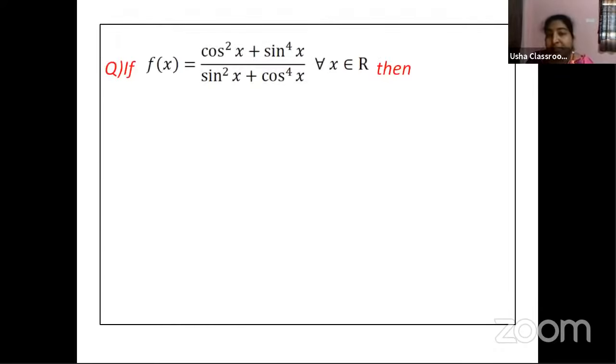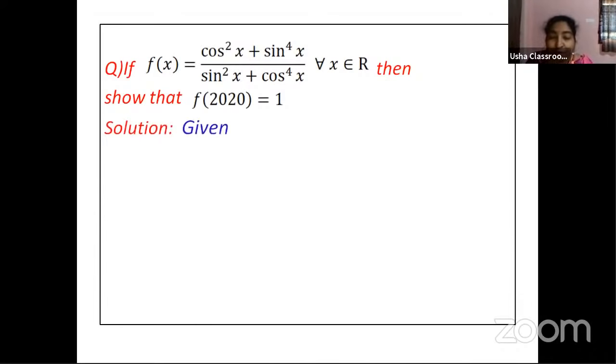Now, if f of x is equal to (cos square x plus sine power 4x) by (sine square x plus cos power 4x) for all x belonging to R, then show that f of 2020 is equal to 1. Okay, before we look into the solution of the problem, we will try to cast our mind a little back and recollect what exactly we have seen in the trigonometry chapter in your class 10. We have seen identities. Hope you remember that, isn't it?